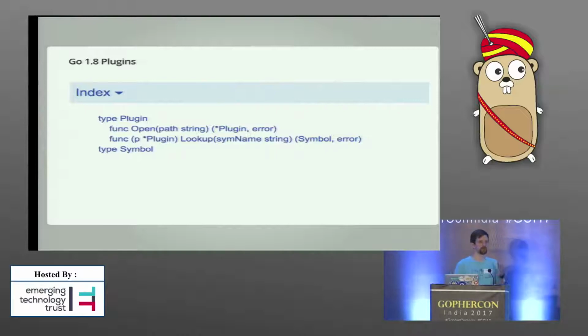So you might be thinking to yourself, I know Ian, but I've looked at the plugin interface for the new plugin package, the documentation, and it's just two types. And one of those types has one function and one method. How are you possibly going to spend 20 minutes talking about this new API when it's so small?